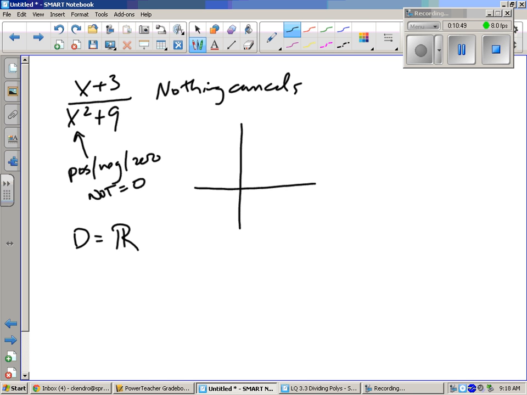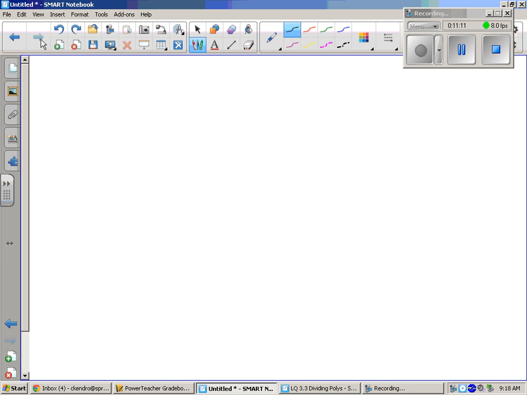So the graph for this one might look something like that. I'm just guessing here, but that means there's no asymptote. There's no boundary that we can't cross. Sometimes you won't have an asymptote, but you'll have a hole in the graph. Let's take a look at something like that.